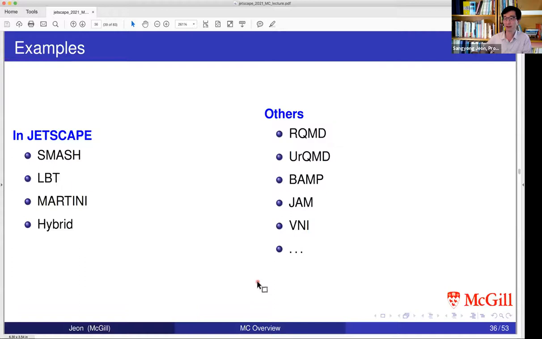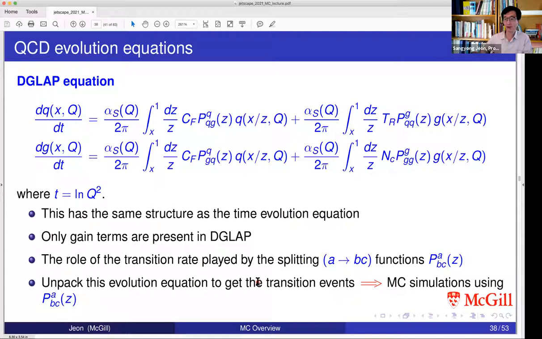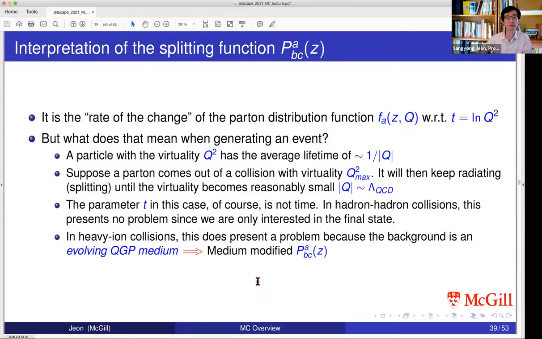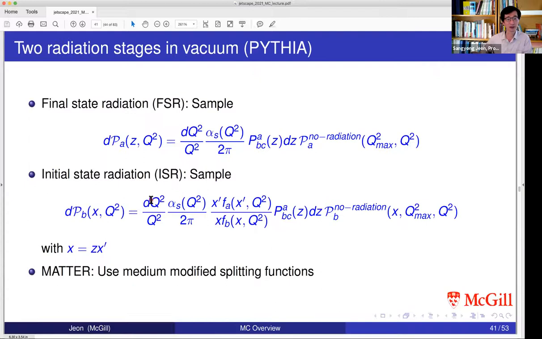I'm going to also skip this because Abhijit and also Reiner talked about this before in the last two years, and they did a much better job than I can do in a short amount of time. Basically, you write down the QCD scale evolution and realize, aha, this looks exactly the same as the time evolution. And the role of the transition rate is played by the splitting function. Then you can use the splitting function as the transition rate, but in this case, a rate in the scale. That's the basic idea. For details, of course, we have to look at Abhijit and Reiner's presentations from the last two years.